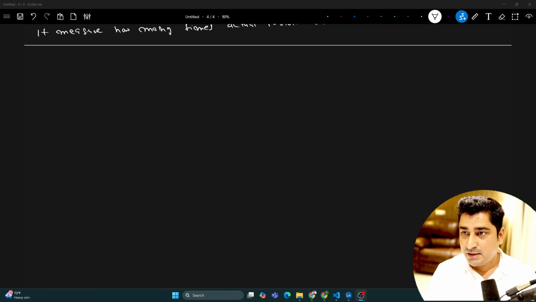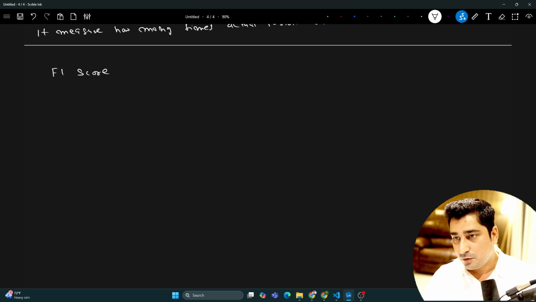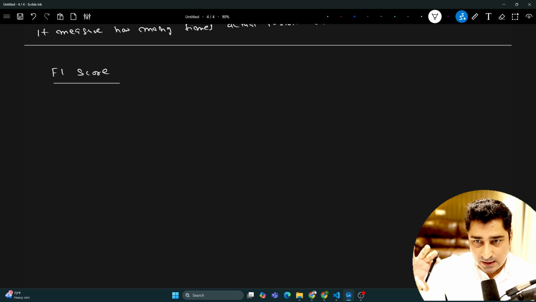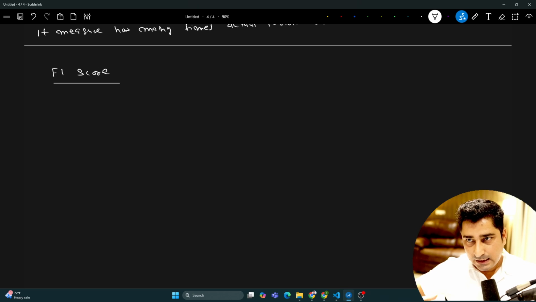So there is another metric, guys, that you will be able to find with respect to a classification algorithm, and that is called the F1 score. Whenever inside my data set my classes are imbalanced, meaning one class is available in a majority and other classes are available in a minority, at that point of time we are going to use the F1 score.